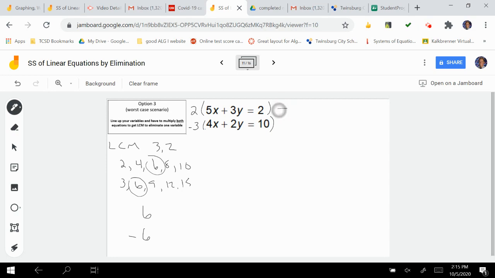So let's manipulate because we have control of these numbers here. 2 times 5 is 10x. There's the short route. Here's the intermediate route. 2 times 3 is 6y. And then go deep. 2 times 2 is 4.